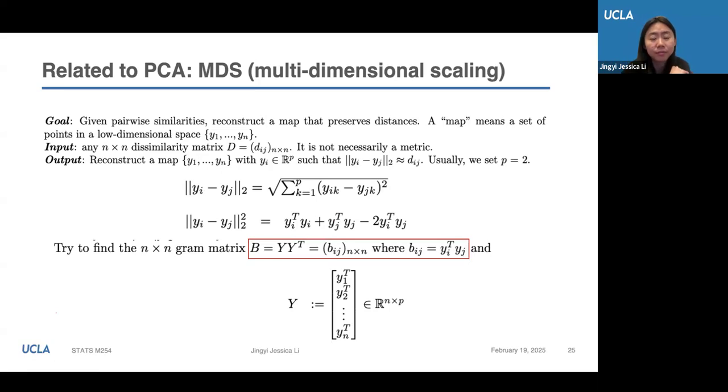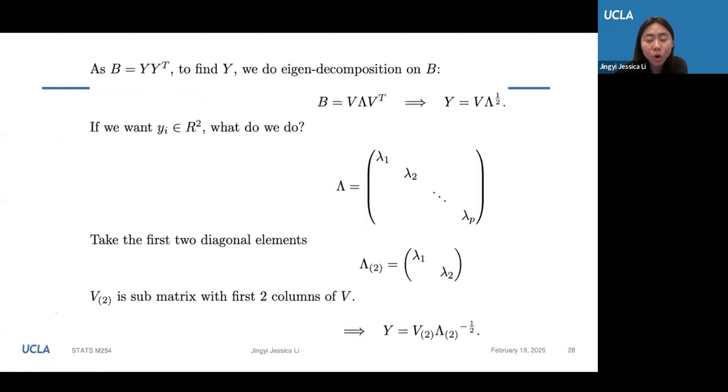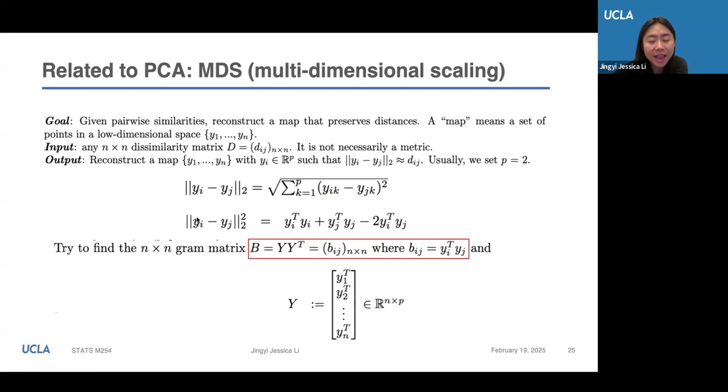Any questions? If you think this linear algebra calculation may be too overwhelming for now, that's okay. I hope you can understand that MDS is basically finding the 2-dimensional embeddings y1 to yn whose pairwise Euclidean distances in the 2D space are very close to the original input distance matrix.